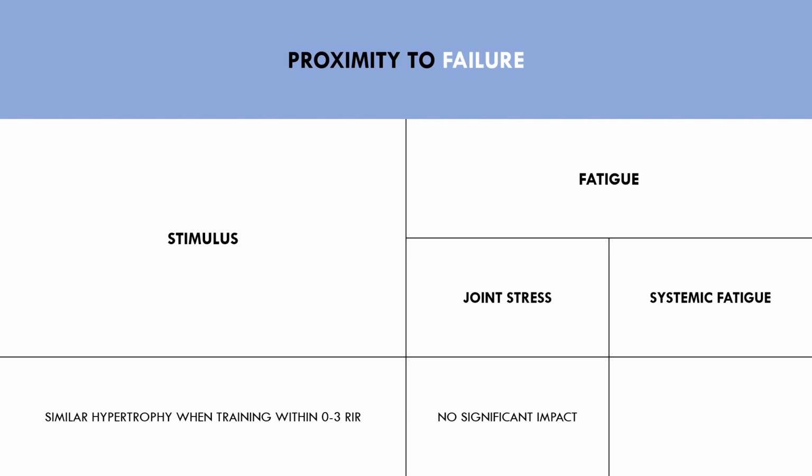However, systemic fatigue is impacted more by proximity to failure. It is theorized that as we train closer to failure, it seems to be exponentially more systemically fatiguing. So despite the hypertrophic stimulus being very similar when training to failure versus leaving 1 to 2 reps in reserve, systemic fatigue is much greater when training to failure.